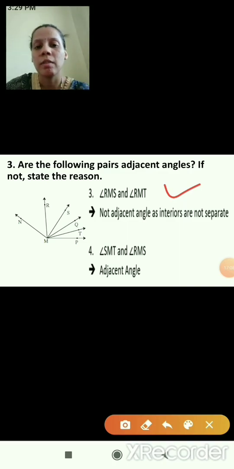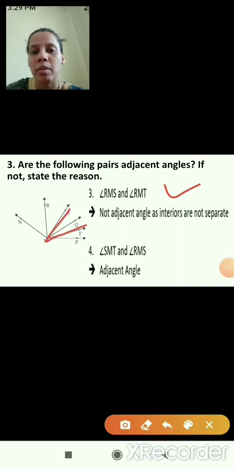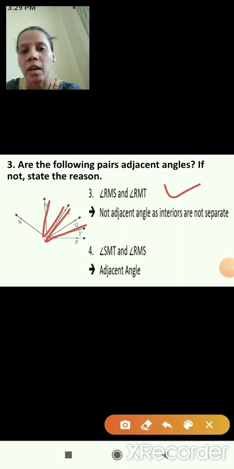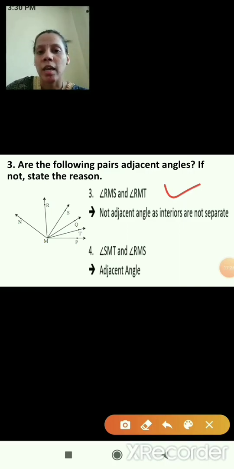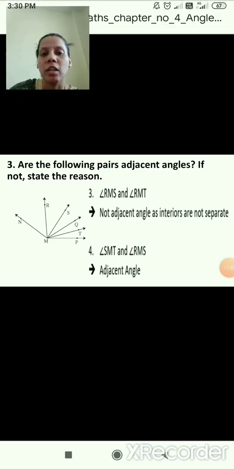Now the fourth one, angle SMT and angle RMS. As you can see, this is SMT and RMS. These are adjacent angles. Why? Because they have one common vertex, that is point M, and one common arm, that is ray MS. So these two angles are called adjacent angles. I hope you are clear with this.